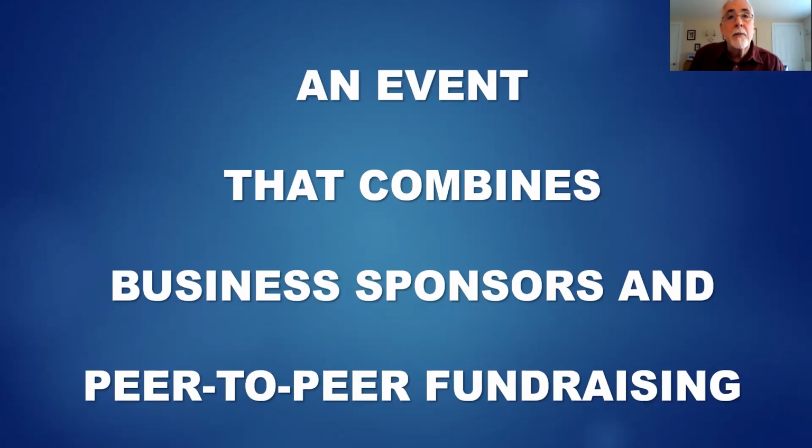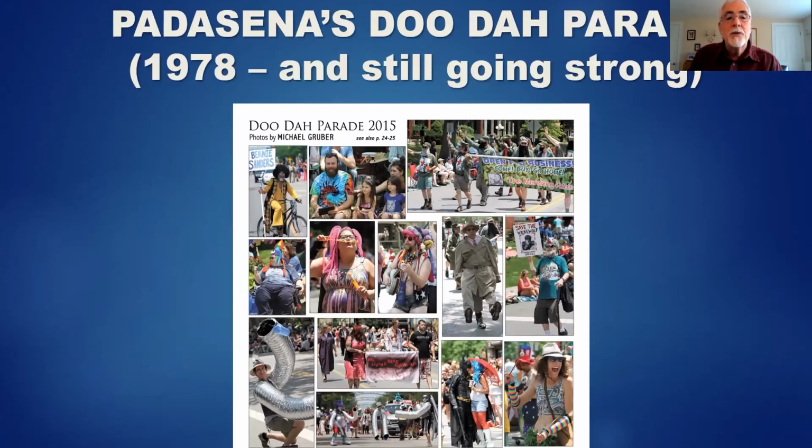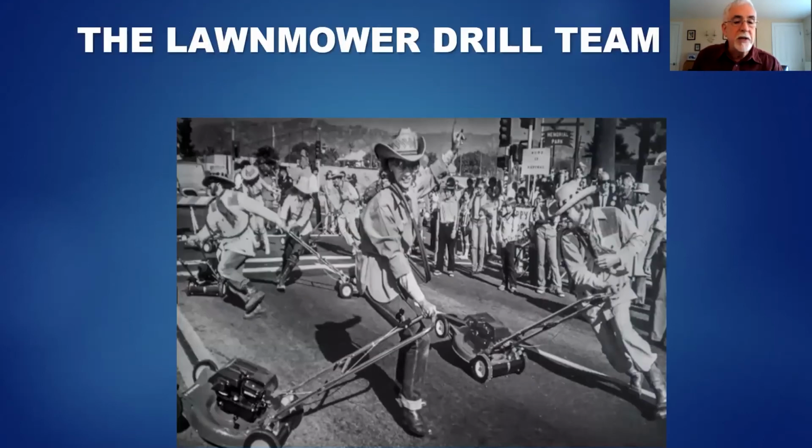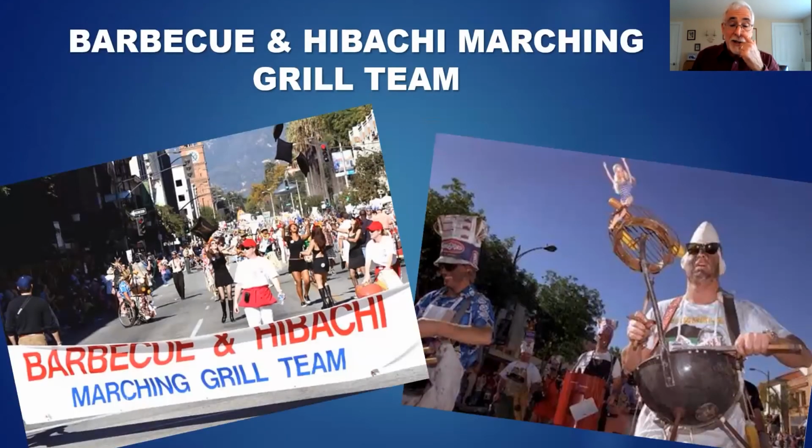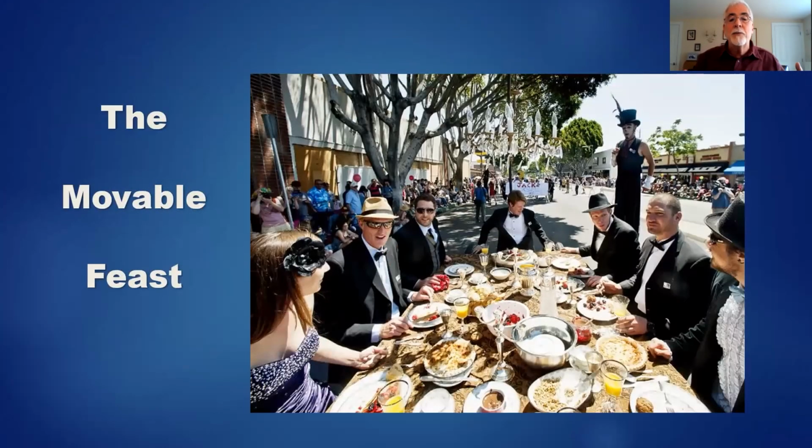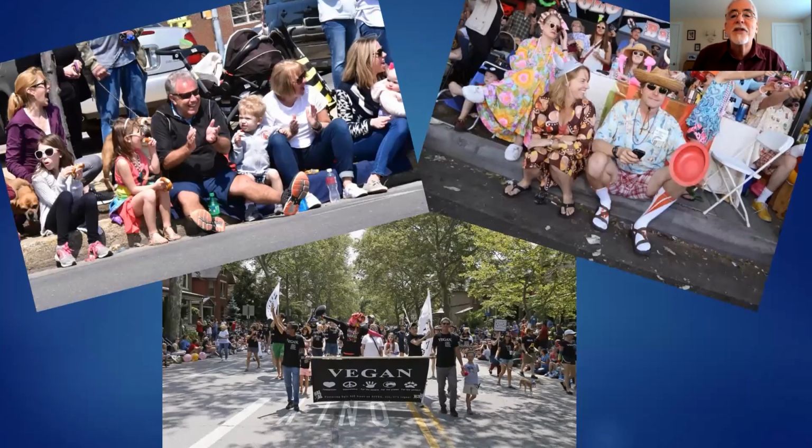The other came from Pasadena's Doodah Parade, which started in 1978 and is still going. It was kind of a goofy, fun response to the Rose Bowl Parade in Pasadena. So some crews or teams you might have seen there were the Lawnmower Drill Team, the Precision Briefcase Marching Drill Team. These are all investment bankers. The Barbecue and Hibachi Marching Grill Team, and also the Movable Feast. This whole table and all the diners moves down the road on wheels. Here you see some spectators enjoying the event.